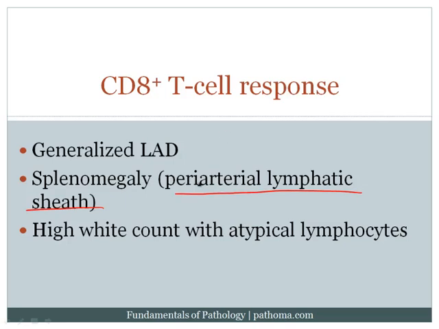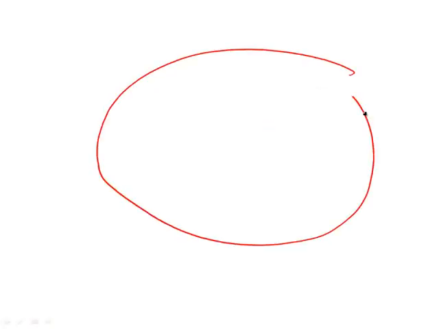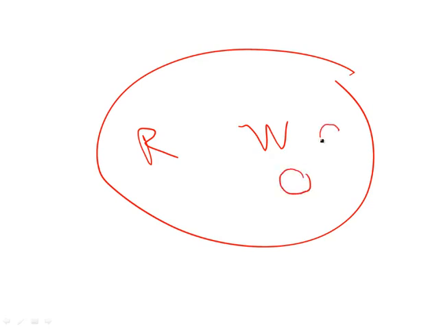Periarterial lymphatic sheath, also called the PALS. Recall from histology that if I draw you a picture of the spleen, there's red pulp and white pulp. The red pulp looks red, and the white pulp looks blue. It has a bunch of blue lymphocytic-like cells, and within the white pulp you see arteries, and the arteries have very dense blue around them.